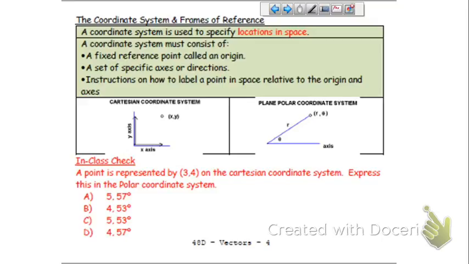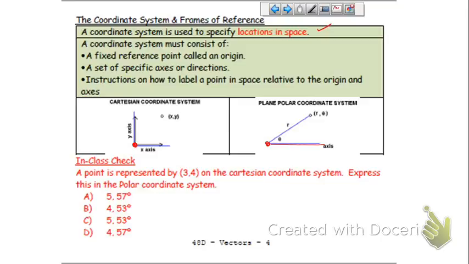A coordinate system is used to identify locations in space. A coordinate system must consist of a fixed reference point called an origin. You've got to have a starting point. So there's your origin in these two systems. And then we have a set of specific axes or directions. In the Cartesian coordinate system, named after Descartes, we have x and we have y, and you could even have z in 3 dimensions. And in the plane polar system, we have an axis, and we measure from the axis.